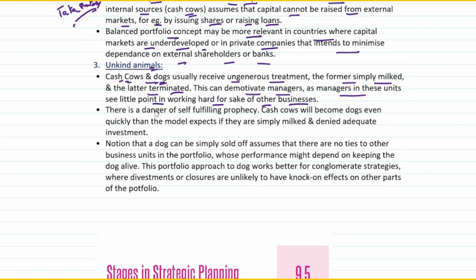Fine. There is a danger of a self-fulfilling prophecy. That's something we have already discussed. It's basically a psychological phenomenon where you assume that your predictions will come true. So that is what is called a self-fulfilling prophecy. You think whatever you are thinking is right. Cash cows will become dogs even more quickly than the model expects if they are simply milked and denied adequate investment. That is very obvious. If you keep on milking the cash cows, they will be used only as a cash generating machine, and no investments will be made in them.